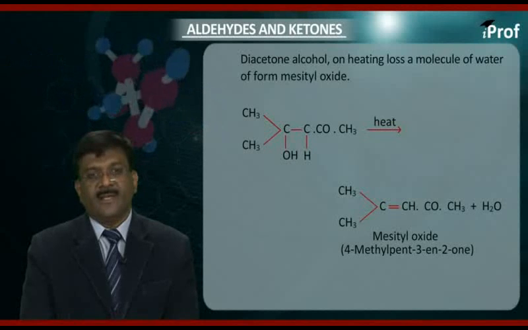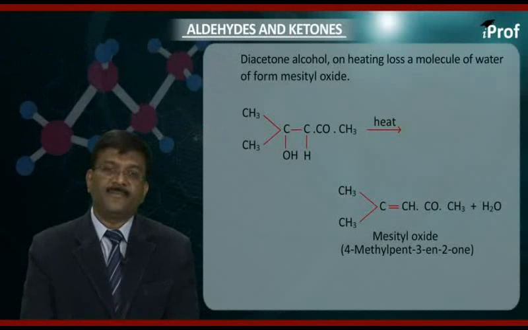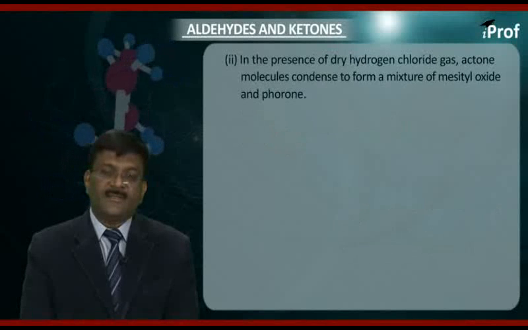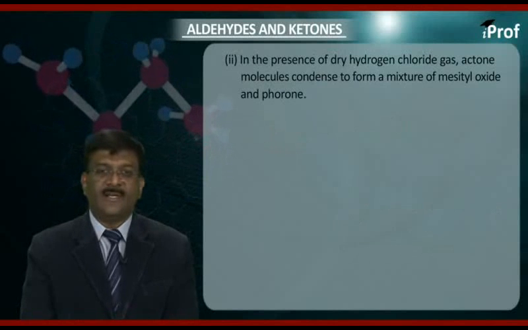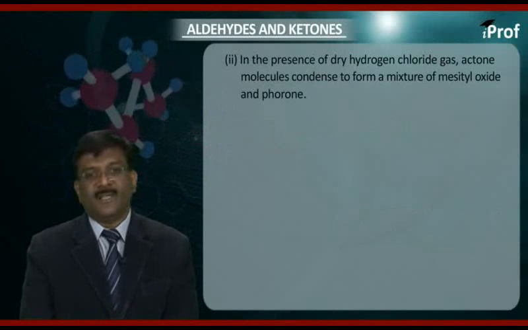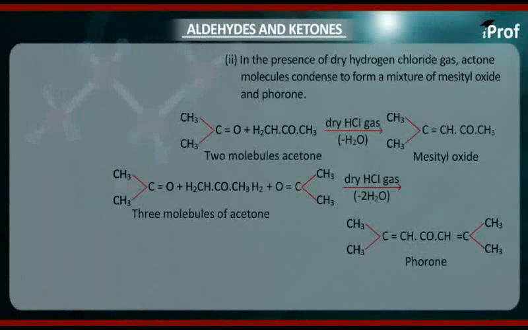4-methyl pent 3-ene 2-one, along with the formation of water molecule. Next, in the presence of dry hydrogen chloride gas, acetone molecules condense to form a mixture of mesityl oxide and phorone. The reaction is 2 molecules of acetone in presence of dry hydrochloric acid gas. It loses a molecule of water to give mesityl oxide, 2-methyl pent 3-ene 2-one.